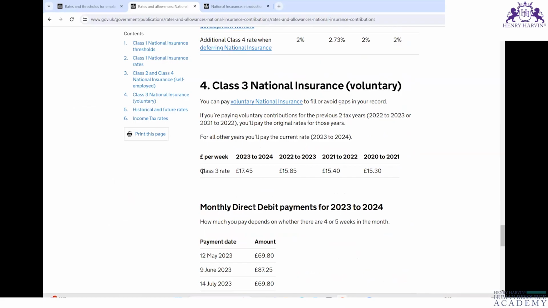Okay, so the current rate is 2023-2024, £17.45 per week. Okay, this is the per week rate. Earlier it was this. So if you're paying voluntary contributions for the previous 2 tax years, you'll pay the original rates for those years. Okay. Even I'm not sure about this one. The employee can directly reach out to HMRC and start contributing outside the payroll, and self-employed people can also do it. Okay.